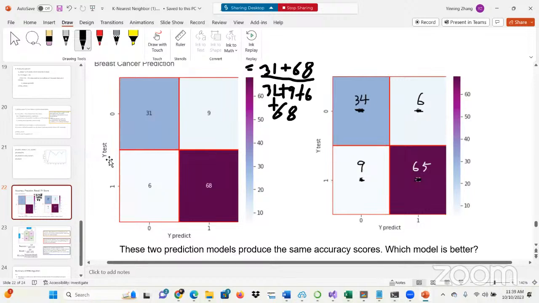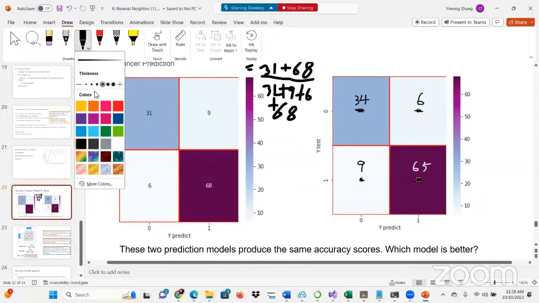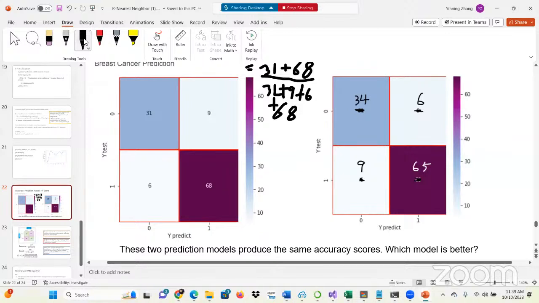So one is this line. The recall score is this line. Okay, this is the recall score. And then the precision score is this line, it measures how many cases were predicted correct for breast cancer. So in this problem, what is really important?